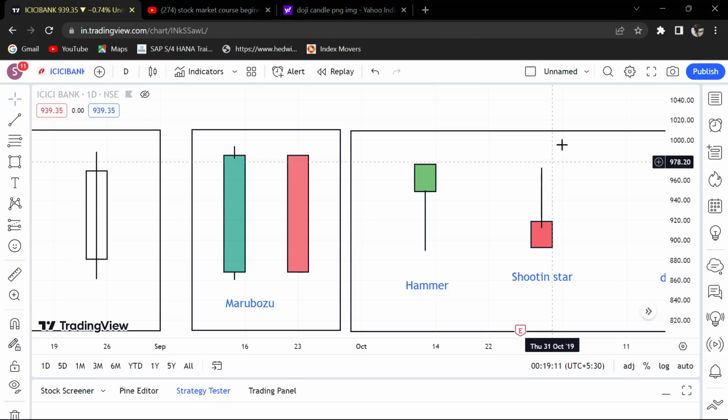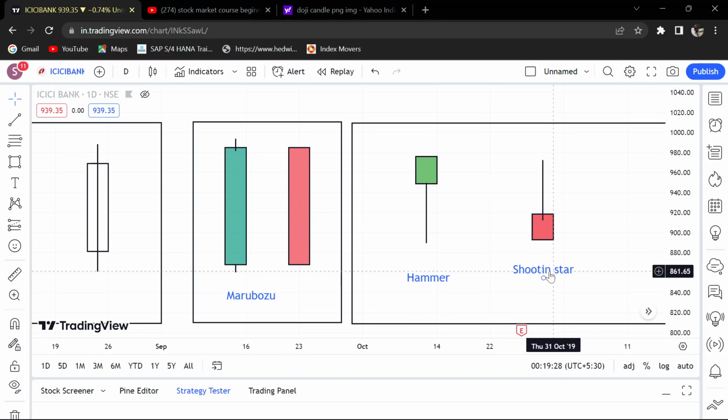A shooting star will be formed at the top. I will show the patterns. Okay, a shooting star means it has a longer wick upside and a small body. This color may be red or green. You can consider it a shooting star, but the body should be small. Okay, this is called a shooting star. This is the bearish candle.